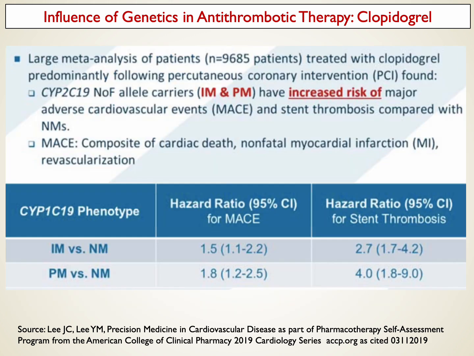So the genetic influence, in summary, is that for those folks who are intermediate metabolizers versus normal metabolizers, those folks have a slightly higher risk for major adverse cardiac events. That's an MI, that's a thromboembolic event of some kind. And folks who are poor metabolizers compared to normal metabolizers have a considerably higher risk for major adverse coronary events.